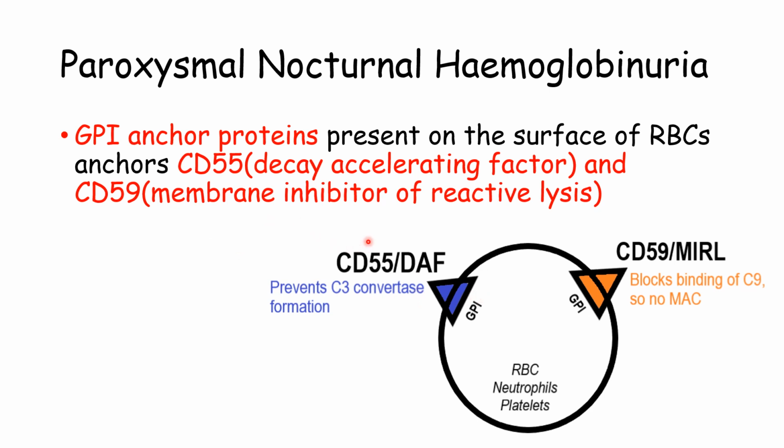CD55 is also known as decay accelerating factor, and its main function is to prevent C3 convertase formation. And CD59 is also known as membrane inhibitor of reactive lysis, and its main function is to block binding of C9, and that is why there is no membrane attack complex formation.